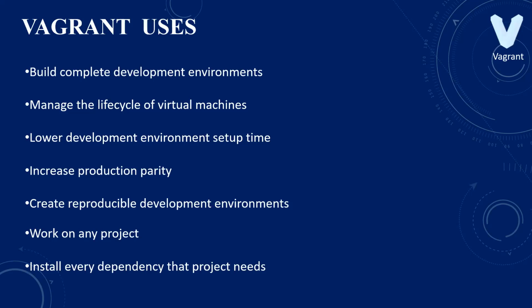So these are the uses of Vagrant. Vagrant can be used to build complete development environments. Vagrant can manage the lifecycle of virtual machines. Vagrant can also be used to lower development environment setup time. It increases production parity. Vagrant can be used to create reproducible development environments. Vagrant can work on any project, and it can install every dependency that project needs.